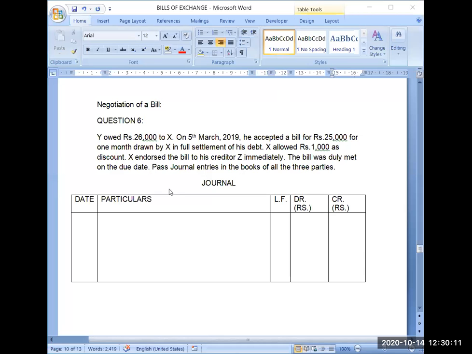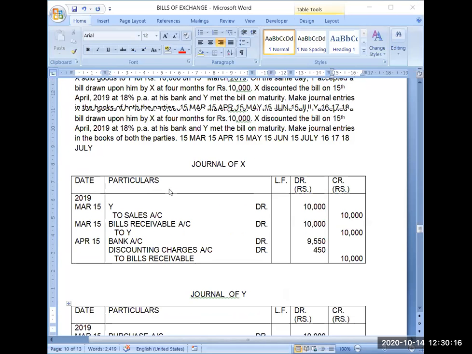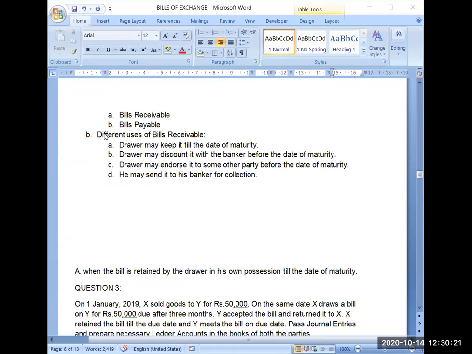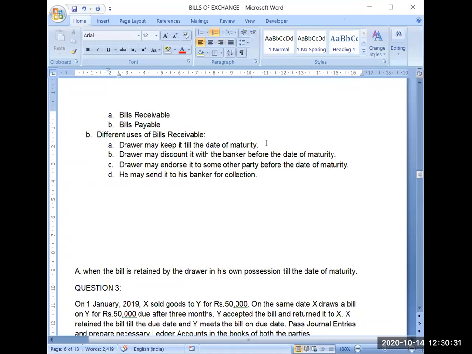Okay, now we will see the next question. So first, I will start again from here so that you will be able to connect with the chapter. We have discussed the different uses of bills receivable. The first option was that the drawer may keep the bill till the date of maturity. The first two questions which we have solved are only for the purpose of this topic. Then further, if the drawer gets it discounted from the bank, that we have completed right now.